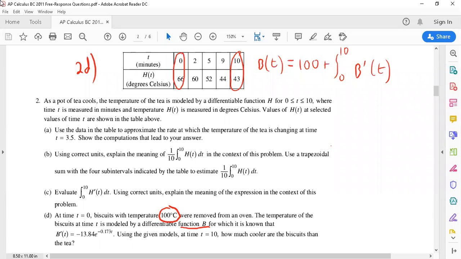And this is one a calculator shouldn't help you on the AP test. They're designing it in a way where you shouldn't need a calculator, but it'll be nice to have just in case. But you would be able to just take this function here, substitute it in for B prime of t, and then evaluate this whole thing on your calculator. And that's going to give you 34.180.